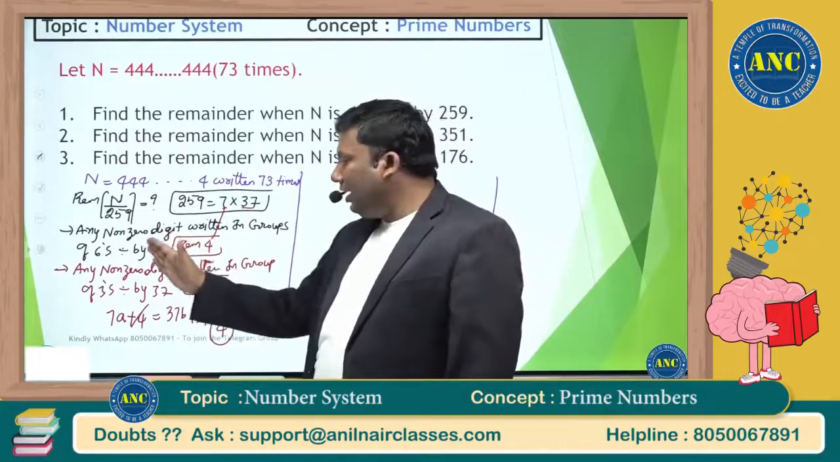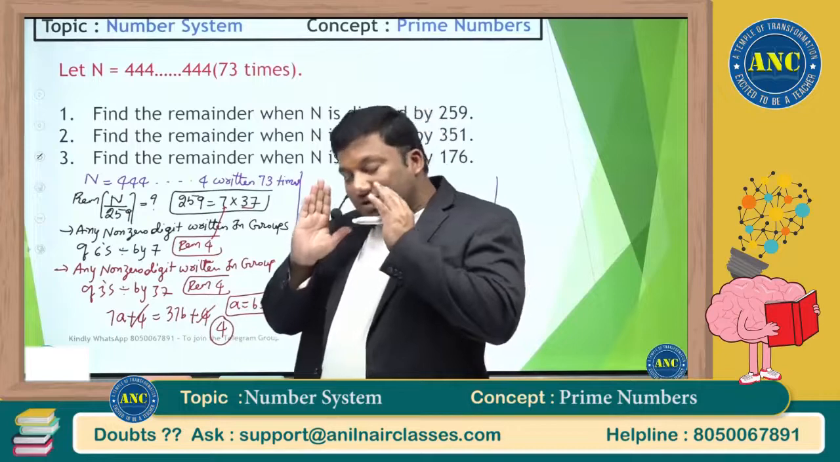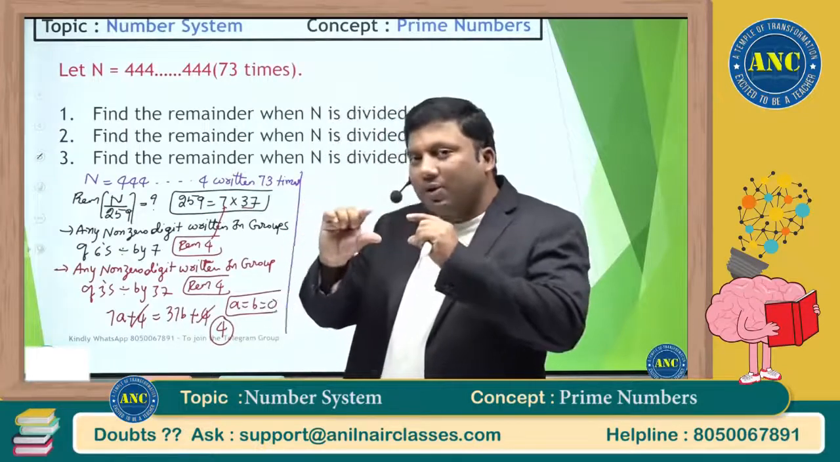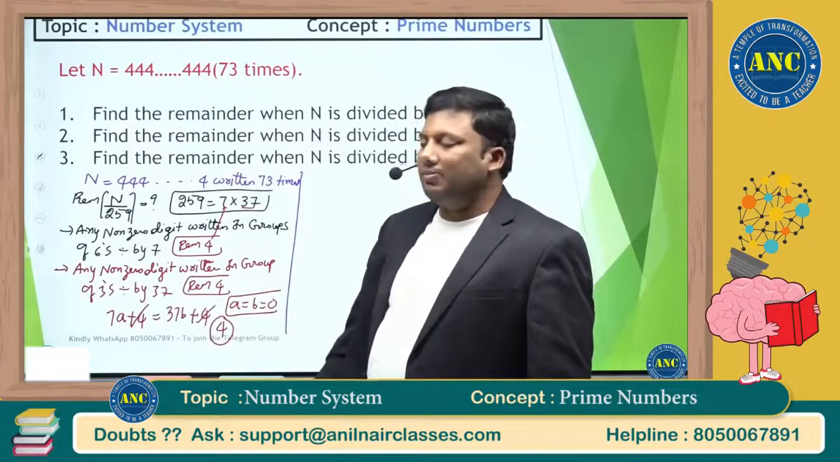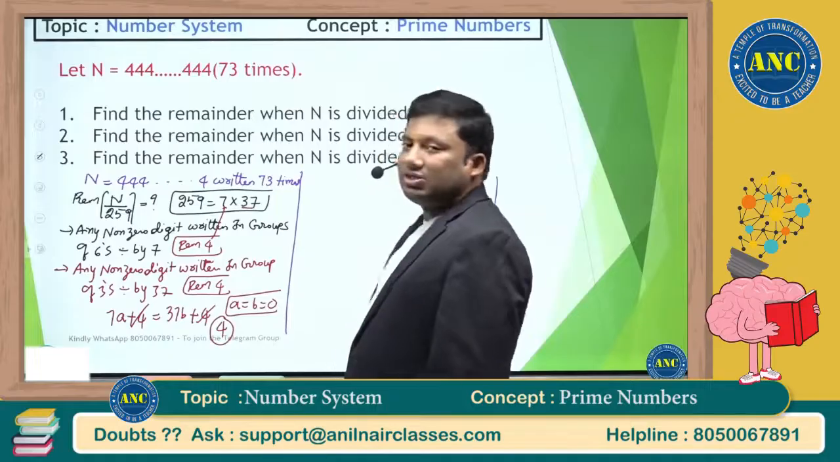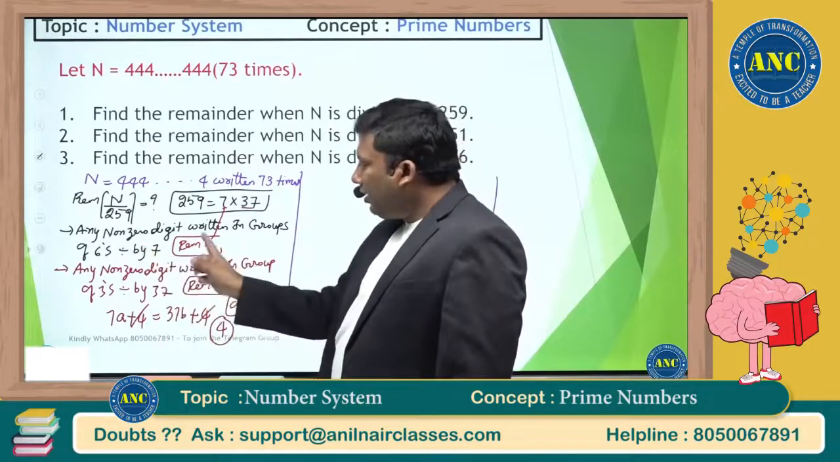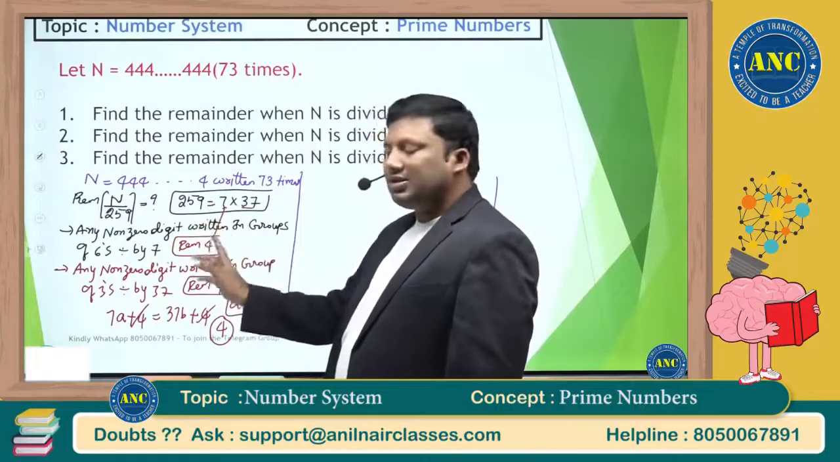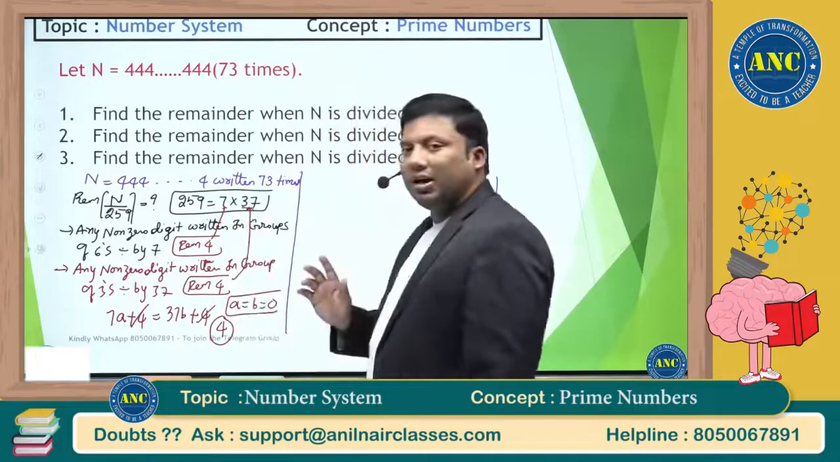Remainder 4. Any non-zero digit written in groups of 3s, if written 3 times it is 0, 6 times 0, 9 times 0, 72 times it is 0. One 4 is left. So 7a plus 4. When divided by 7, I got a remainder 4. When divided by 37, I got a remainder 4.